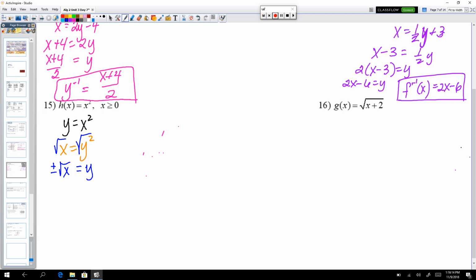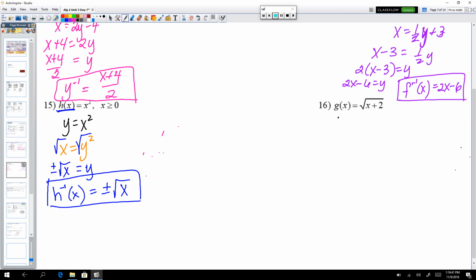Now we need to go back into the original format of the function. This was called h of x, so we're going to call the inverse h to the negative 1 of x. That is, the inverse of h is plus and minus square root of x. If you'd like to try 16 on your own before I go through it, please pause the video and try it on your own. If you're not pausing, or if you've finished it, let's go ahead and look at it.